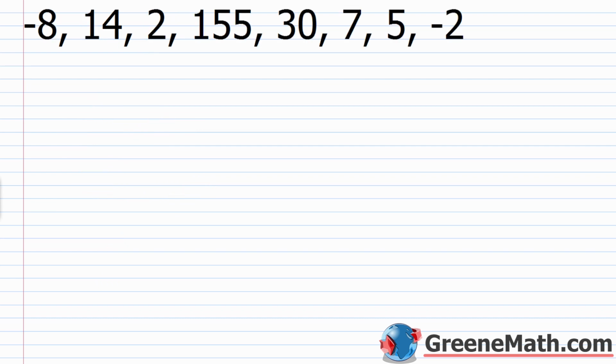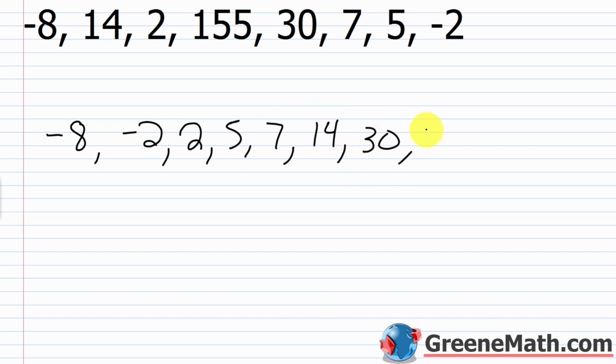We have -8, 14, 2, 155, 30, 7, 5, and -2. So again, I'm going to arrange the numbers from smallest to largest. So -8 is the smallest, then -2, then +2, then we'd have 5, then 7, then 14, then 30, then 155. And if you count the number of numbers here, again, we have 1, 2, 3, 4, 5, 6, 7, 8. So again, it's an even number of numbers. There is no true middle number.